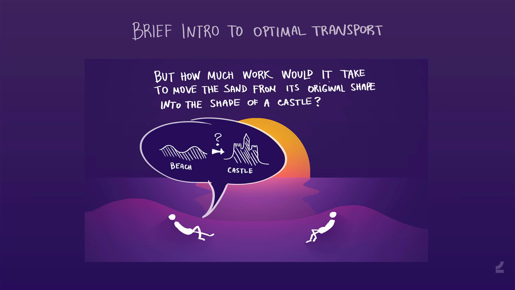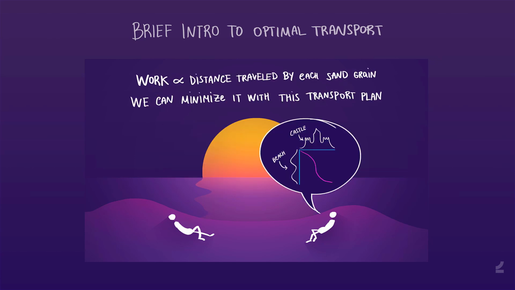And the other mathematician would reply, "Trivial, my friend. The work we would need to do is proportional to the total distance traveled by each grain of sand we move. We can minimize this work with this transport plan." And the transport plan just tells us how much stuff we need to move from one location to another, how much sand we need to move from the left hill of the beach to make the castle tower. And usually we are interested in finding the optimal plan that would minimize the work one would need to do.